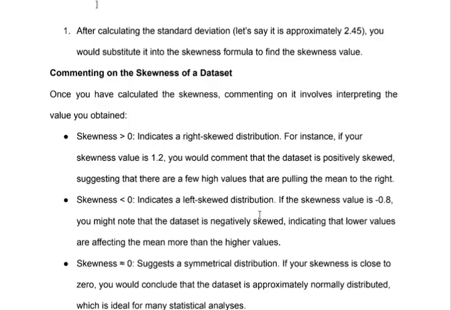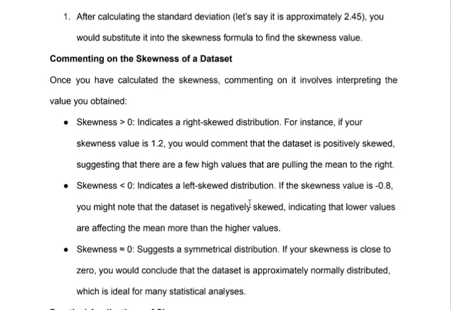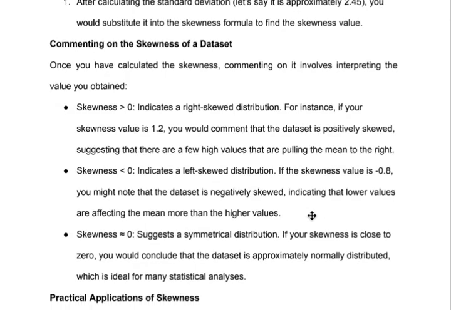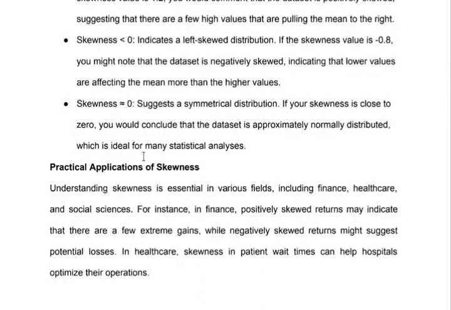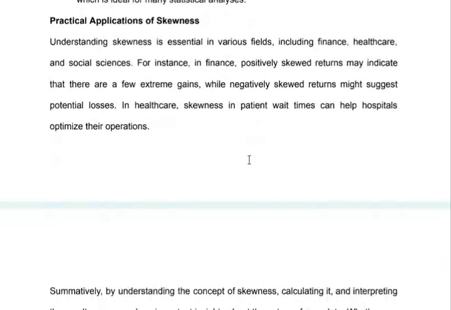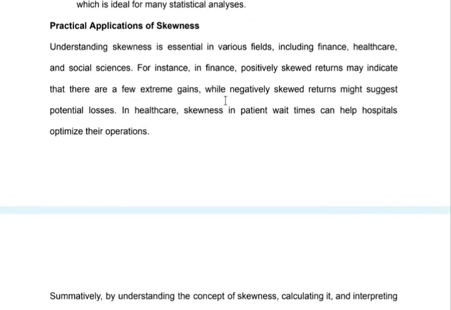Skewness less than 0 indicates a left-skewed distribution. If the skewness value is minus 0.8, you might note that the dataset is negatively skewed, indicating that lower values are affecting the mean more than the higher values. Skewness equal to 0 suggests a symmetrical distribution. If your skewness is close to 0, you would conclude that the dataset is approximately normally distributed, which is ideal for many statistical analyses. Practical applications of skewness.